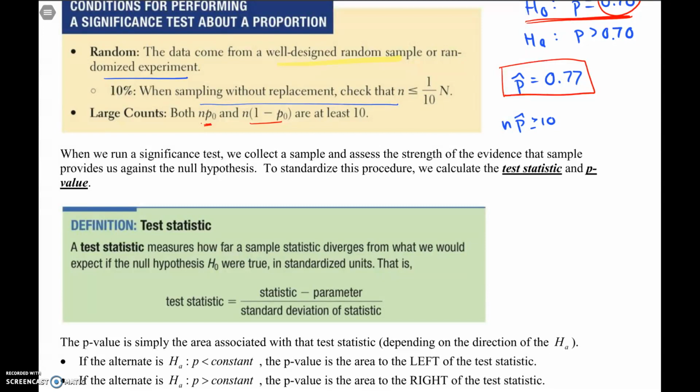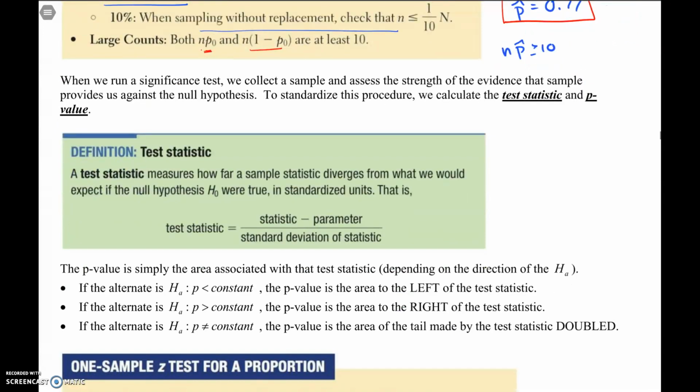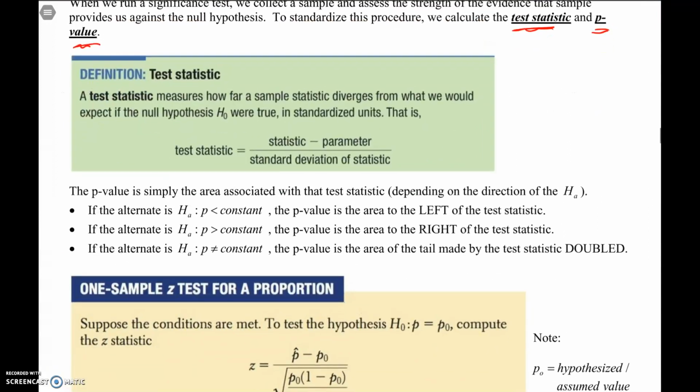It's kind of a detailed thing you need to make sure you're careful about. When we run a significance test, we collect a sample and assess the strength of the evidence that sample provides us against the null hypothesis. To standardize this procedure, we calculate the test statistic and the p-value. Now we've talked a lot about this process and calculating p-values from simulations and all this different stuff. But now we're going to standardize that procedure so that it makes it easier to run and just more procedural. What's really going to happen is you're basically just going to remember some steps, and sometimes I think you don't have to understand it as much to actually do it because you do the steps, but hopefully you understand it as well.